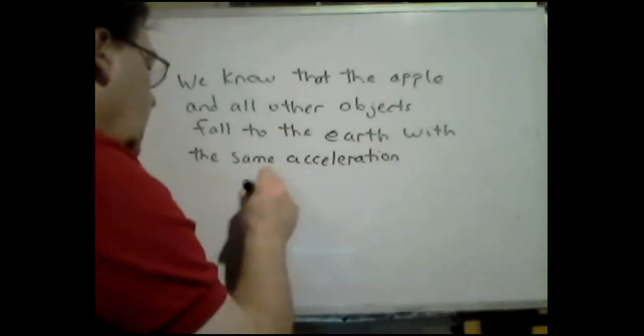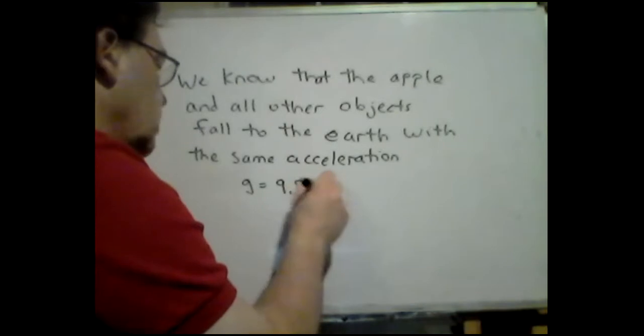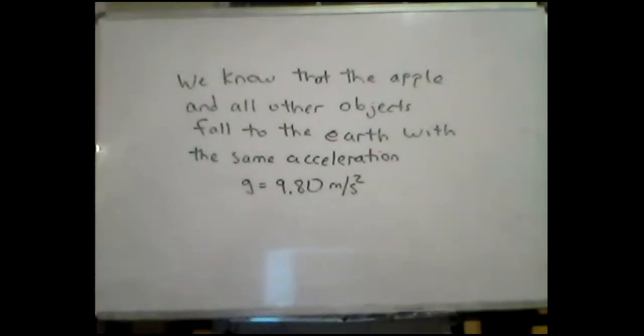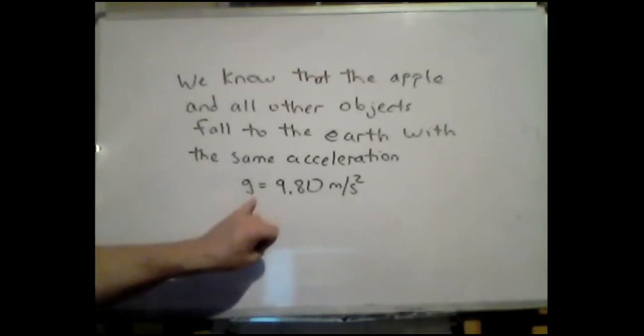G equals 9.80 meters per second squared. I mean, Galileo knew that with his free fall experiments. Newton is stating that this is because of this law of gravitation.